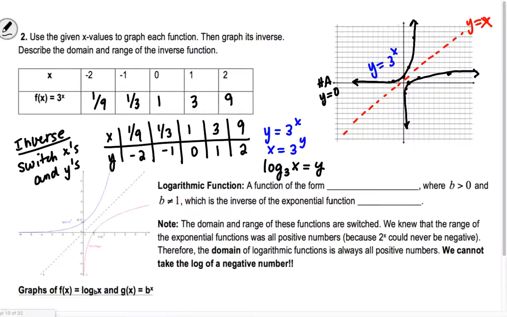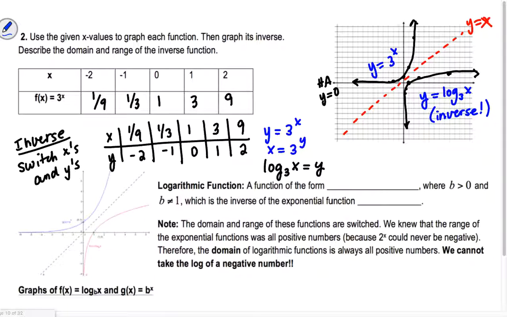Do you guys see how they go the same? 3 to the y is what gives me x. So that's the new form. That is what we just graphed over here. So this other one is y equals log base 3 of x. That's the inverse, because we switched our x's and y's and we solved for that new y.